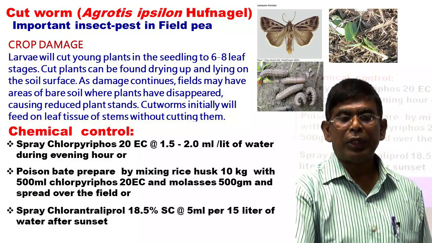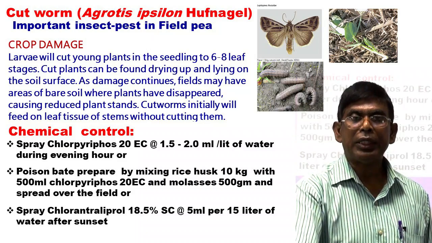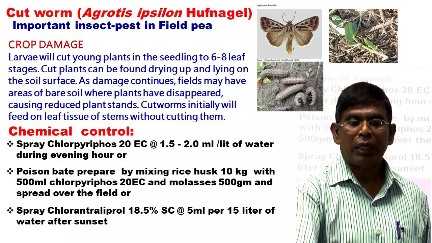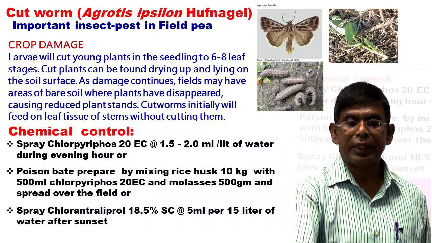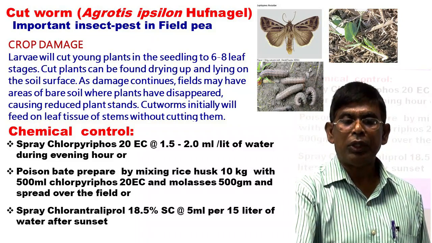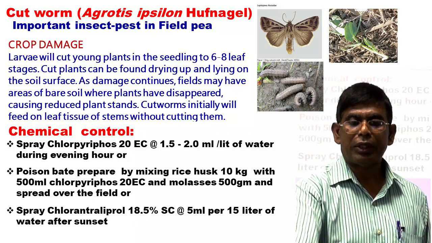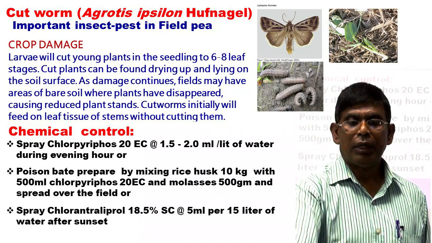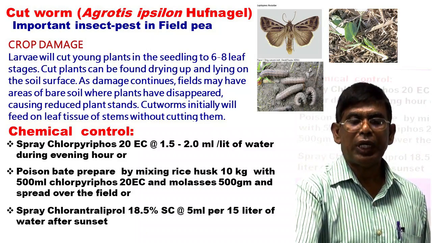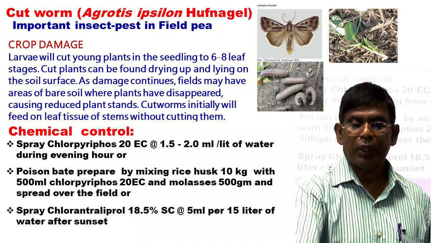Then I am coming to some important insect pests in field pea. Cutworm, that is Agrotis epsilon, is a major insect. Its larva will cut young plants in the seedling to 6 to 8 leaf stages. Cut plants can be found drying up and lying on the soil surface. As damage continues, fields may be bare and the plant population will be reduced. Cutworms initially feed on leaf tissues of stems without cutting them.